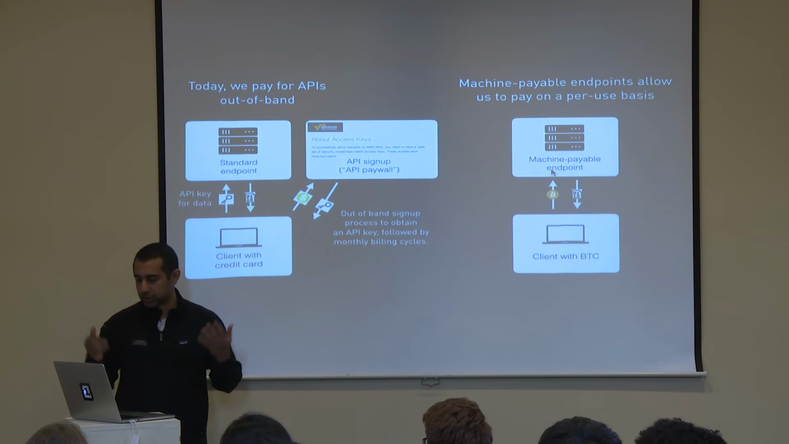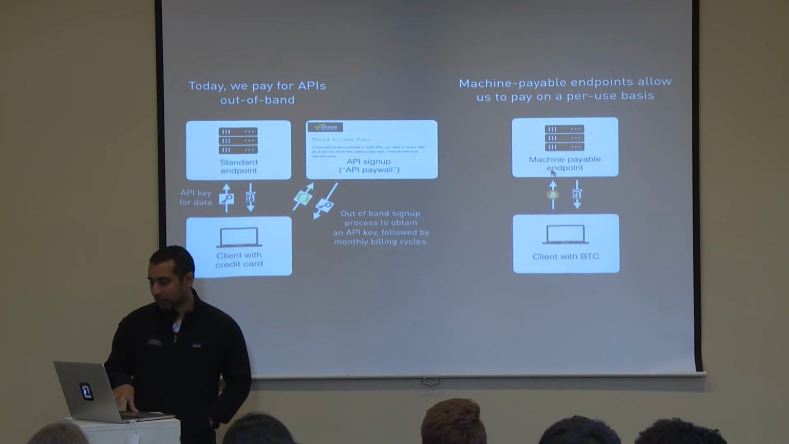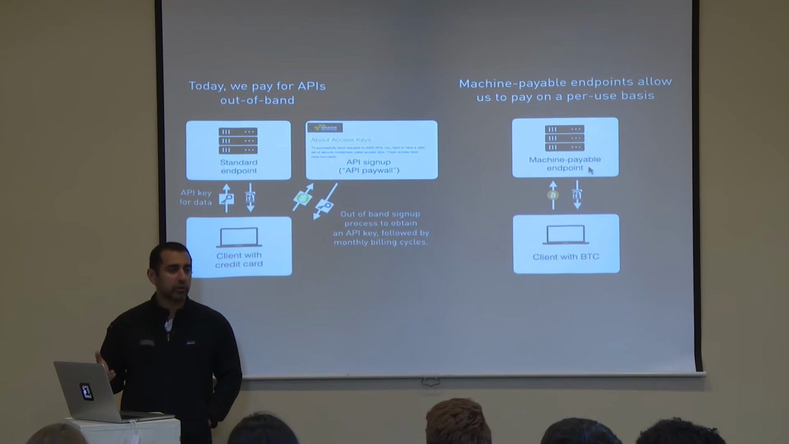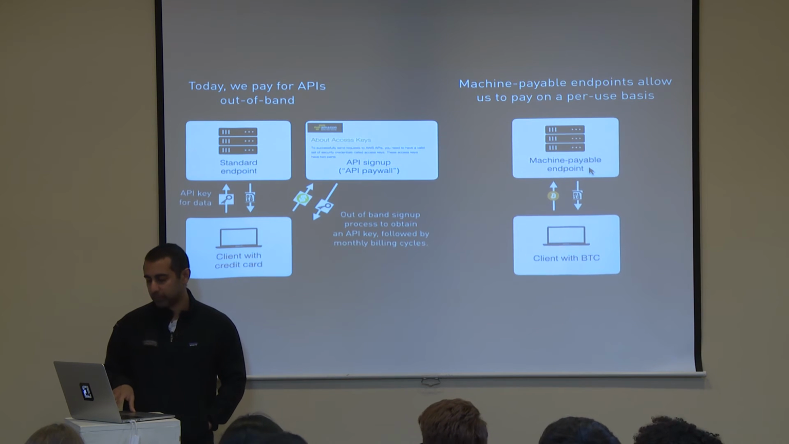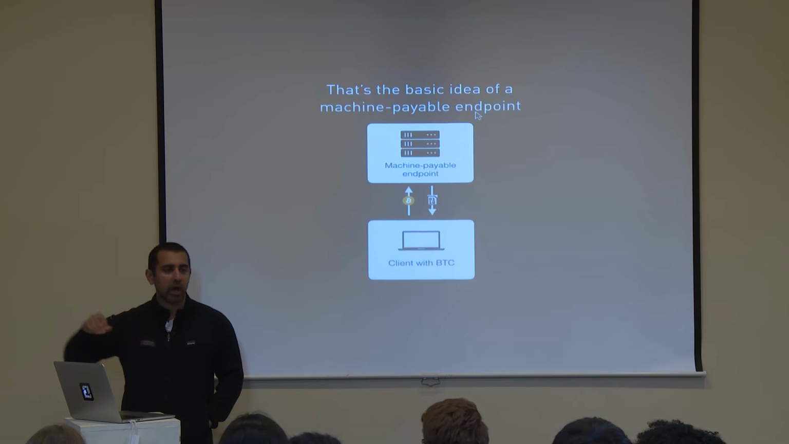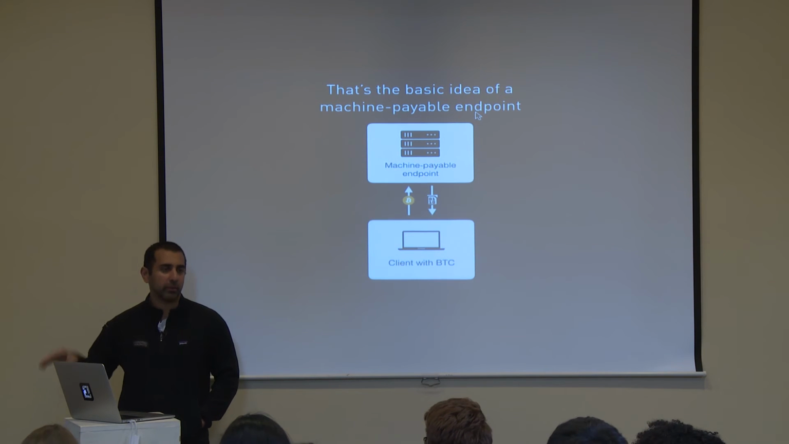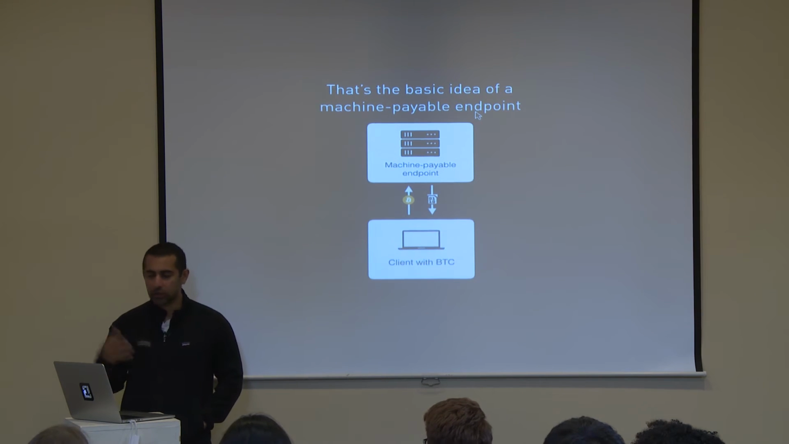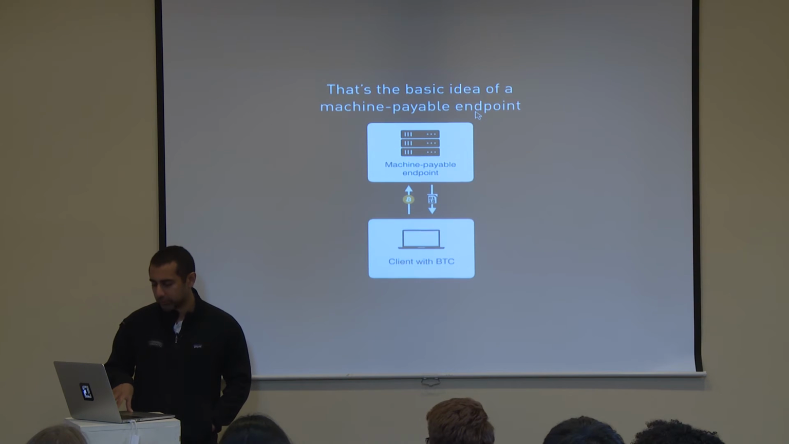It's Tinder for APIs. So this idea, if you can pay on a per use basis, that's a cash relationship. This is the basic idea of a machine payable endpoint. It can radically reduce the fixed costs associated with setting up a billing relationship. And so now that means you can buy from many, many more things. And I'll show some examples of this in a second.